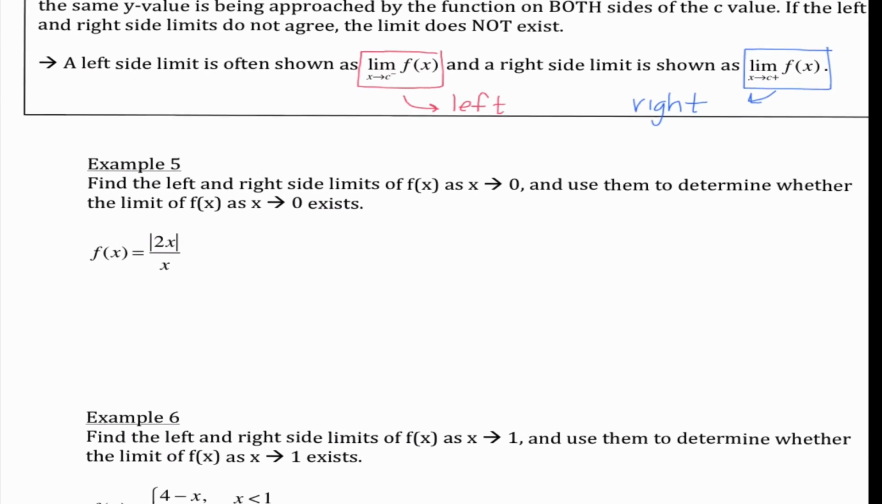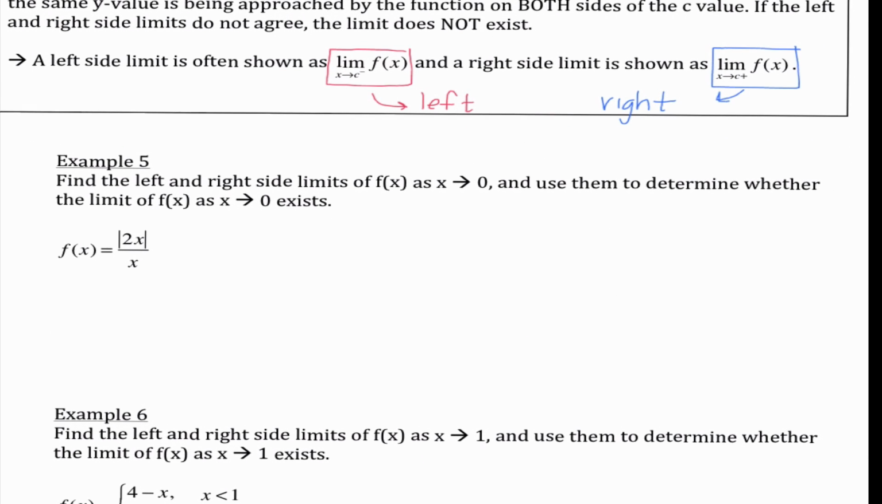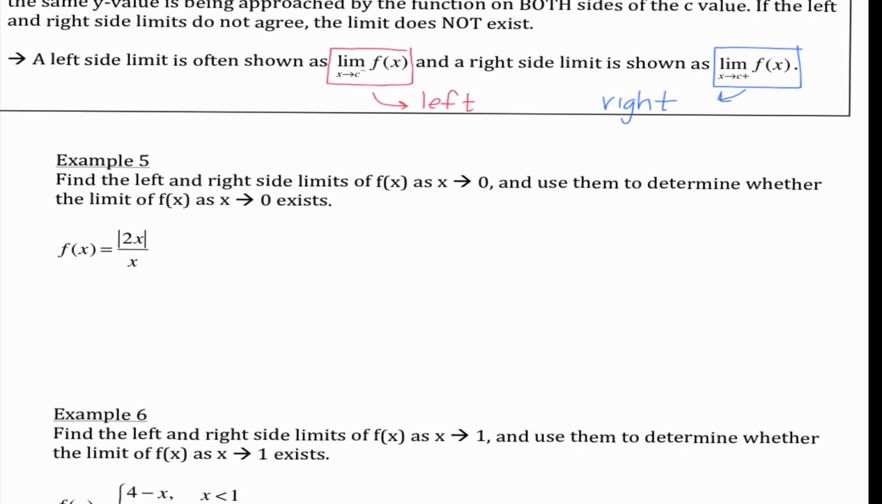Okay, so number 5 says find the left and right side limits of f of x as x approaches 0 and use them to determine whether the limit of f of x as x approaches 0 exists. So we have f of x equals the absolute value of 2x divided by x. So I'm going to go ahead and sketch this. And you can sketch this in your graphing calculator if you want. That's totally fine. We went over how to sketch this last time. When you sketch it in your graphing calculator, we get something that looks like this.